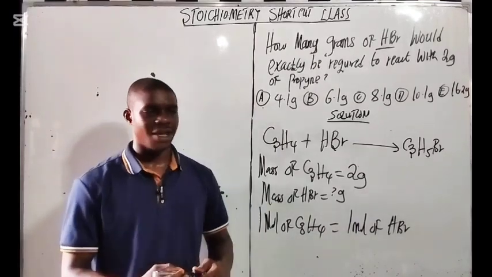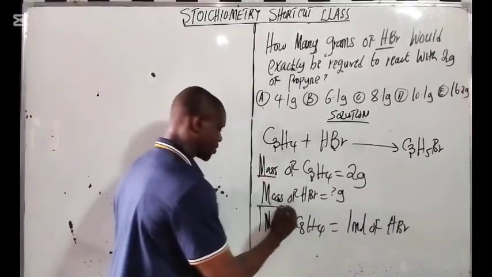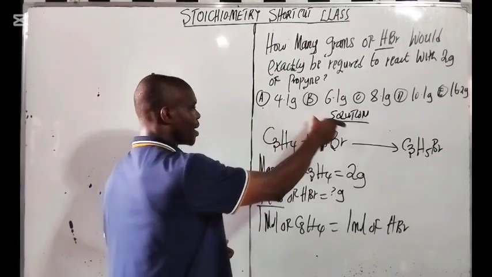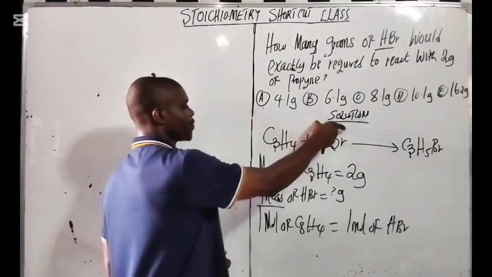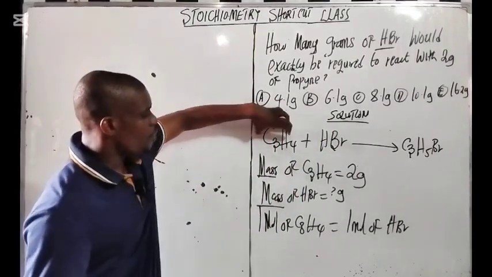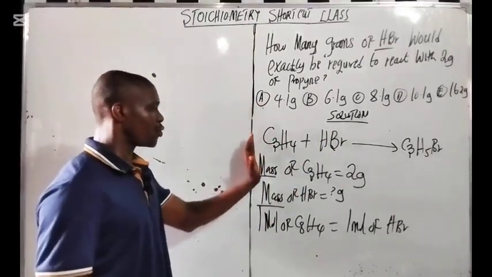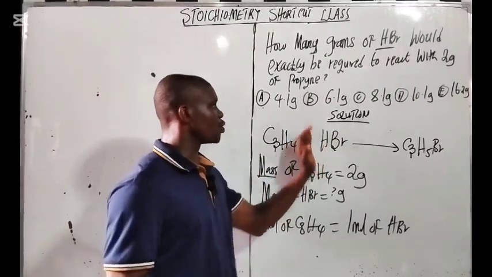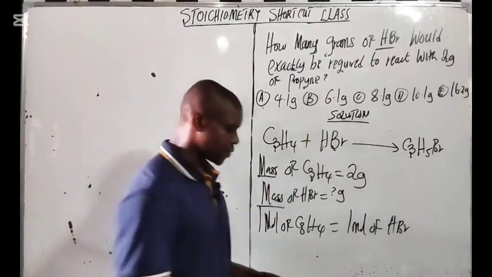Why are we not using the mole here? We're going to talk about mass and mass, right? So you have to know the mass of this compound and the mass of this compound. How much mass of this one reacts with the mass of this one? It's very easy. The molar mass of this compound times the number of moles is equal to the molar mass of this compound times its number of moles. Do you understand?